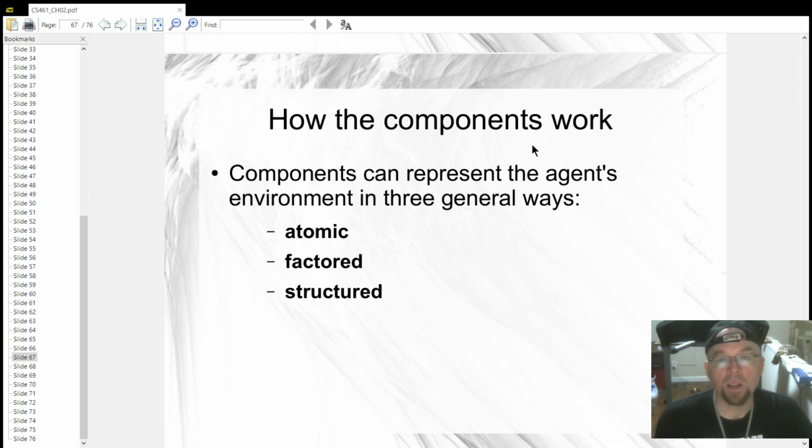Okay, so the components can represent an environment, there's three general approaches: atomic, factored, and structured. Okay, and they're kind of on a scale in that they go from the most simple, most restrictive to the most complex and most flexible. Okay, so atomic is the simplest, easiest, but I guess you could say least complex, least useful, right? Least possible application. That's atomic. Structured is the most complex, the most broad application, and then factored is kind of in the middle. Okay.